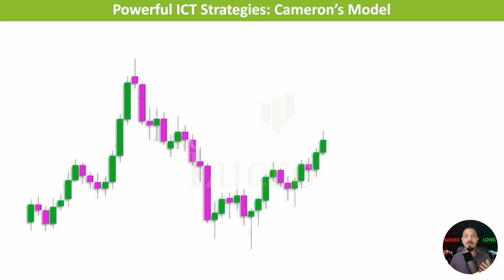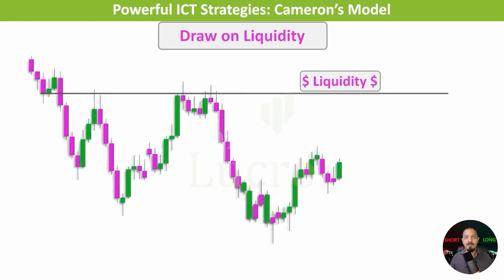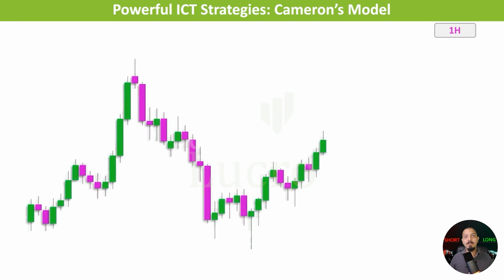Number 2, Cameron's model. This trading model is made up of three main components: a draw on liquidity, a stop raid, and the entry. So what is a draw on liquidity? It basically means finding a key liquidity level that price is moving toward. In simple terms, the market often moves to areas with resting liquidity, such as equal highs, equal lows, or obvious swing highs and lows, because that is where many orders are waiting to be filled. So in the first step of Cameron's model, look for a key high or low on the 1-hour chart that price is moving toward.